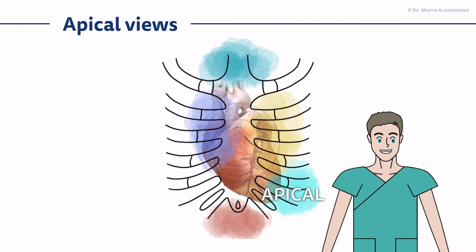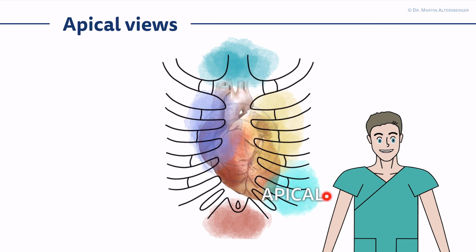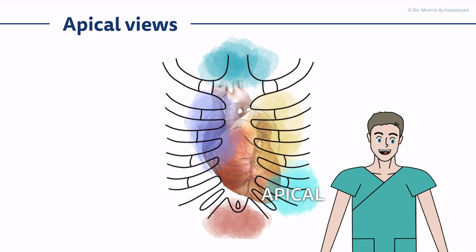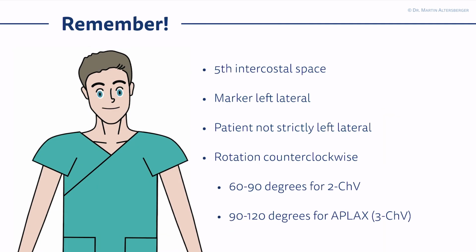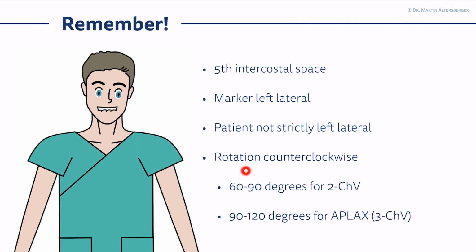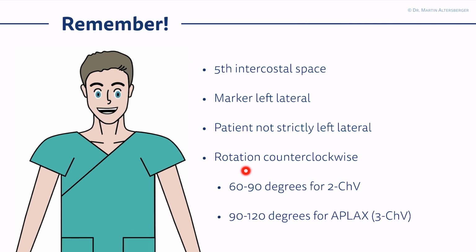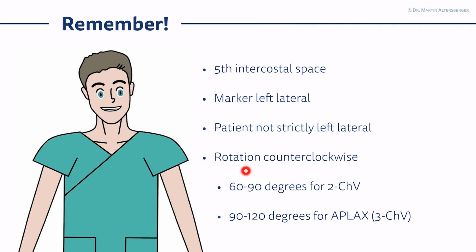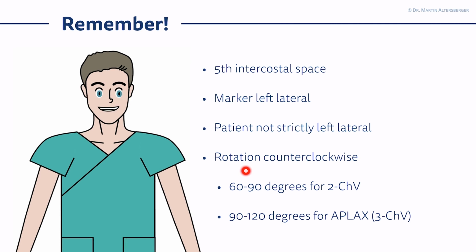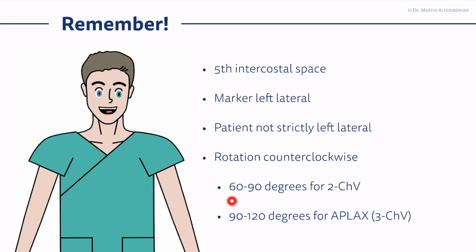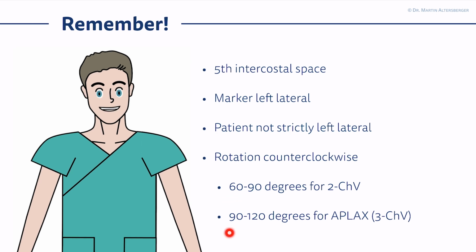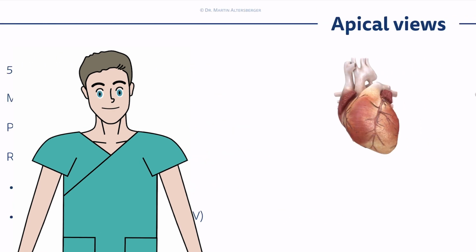This is a highly variable view. You start with the 4-chamber view, the marker pointing towards the left side of the patient. The patient is not entirely left lateral, and then you start with a rotational movement counterclockwise, always keeping the structures you want to see in your field of view. So remember, 5th intercostal space, approximately go to the point where you feel probably the heartbeat, or where you simply see the left ventricular apex, the marker left lateral. The rotation counterclockwise for the 2-chamber view is 60 to 90 degrees. From the 4-chamber view, for the apical long axis or 3-chamber view, it's 90 to 120 degrees.